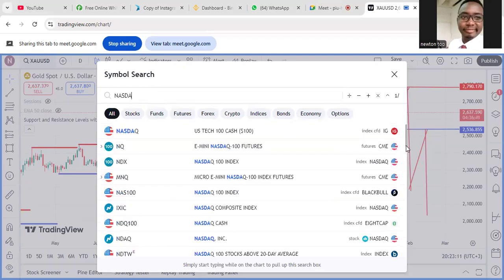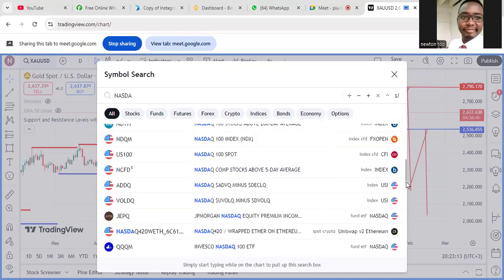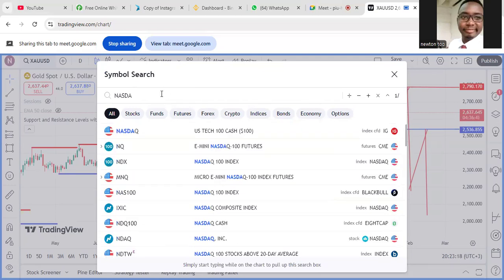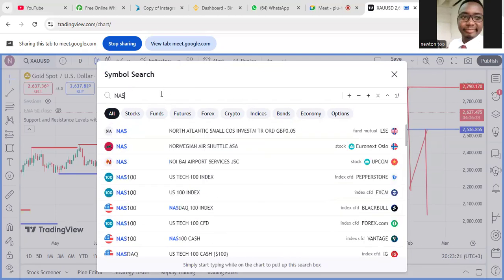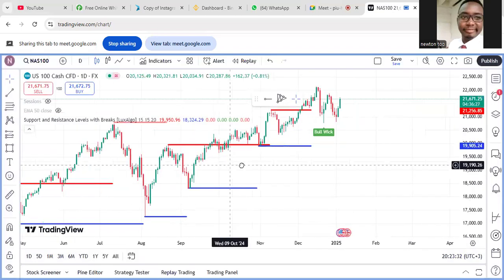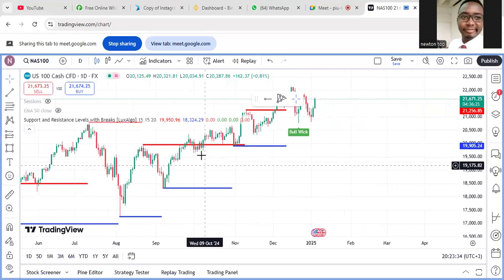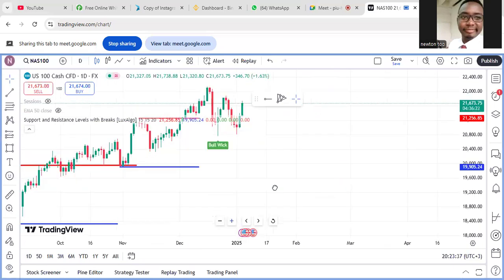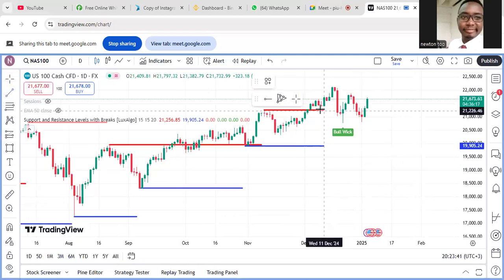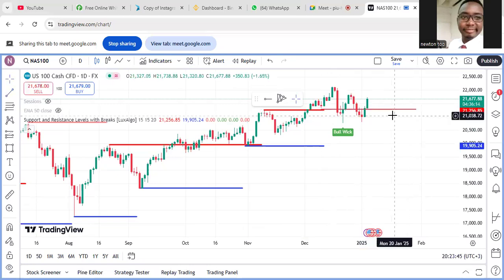So every time, as I told you guys, when you're looking for Nasdaq, make sure you look for the one written Oanda or FXCM. That one is the best. So here, Nasdaq, the market retest. You can see like a W.